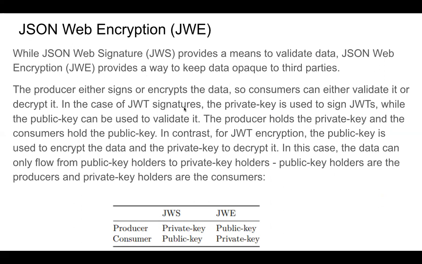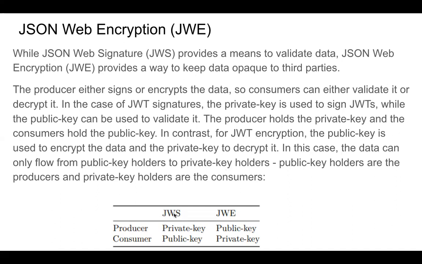In the case of signatures, the private key is used to sign the tokens, while the public key is used to validate whether the signature is valid or not. The producer holds the private key in the signing algorithm, and the consumers hold the public key. In contrast, in encryption, the public key is used to encrypt the data, and the private key is used to decrypt the data. So the receiver of the token should have the private key to decrypt it.